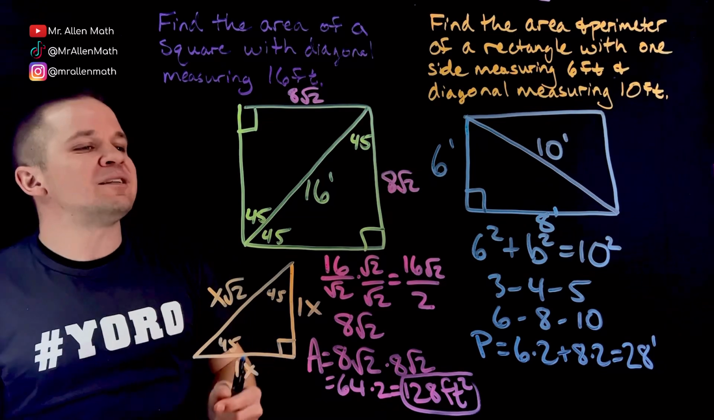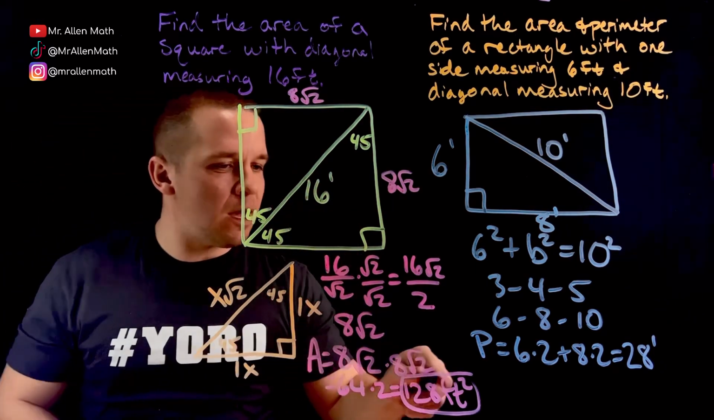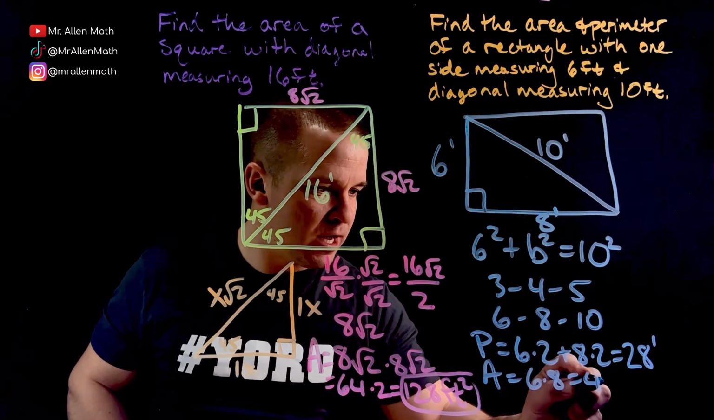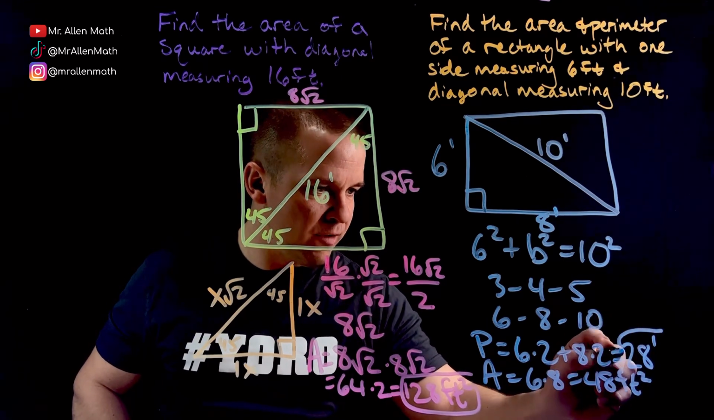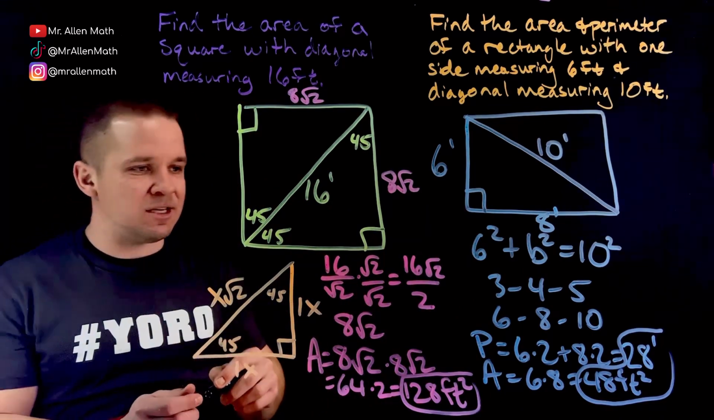Beautiful, wonderful, fantastic, right? We did that, right? 12, 16, 28, America. Area is going to be 6 times 8, which is 48 feet squared. Boom. We've got both of our answers here. Wonderful, fantastic and awesome.